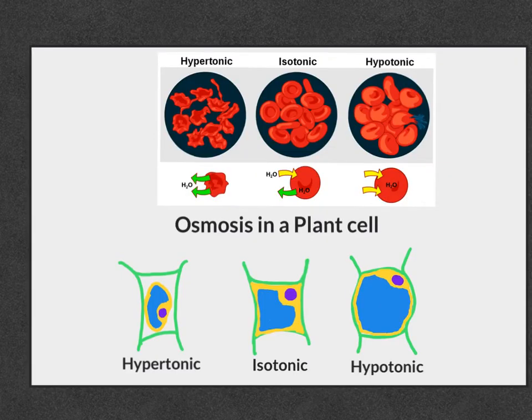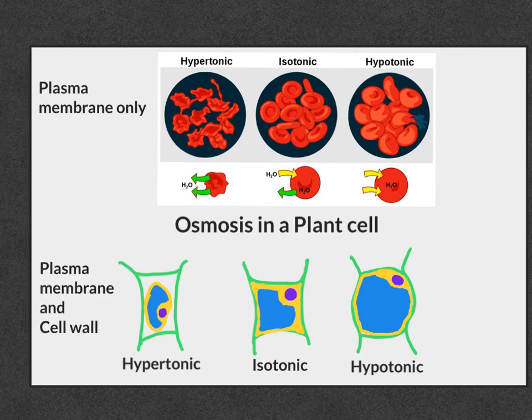Now let's take a look at how tonicity affects cells with cell walls. We just talked about how tonicity affects cells without cell walls. So remember, animal cells only have a plasma membrane, whereas plant cells have both a plasma membrane and a cell wall. So cells with cell walls are going to react a little bit differently to this tonicity.